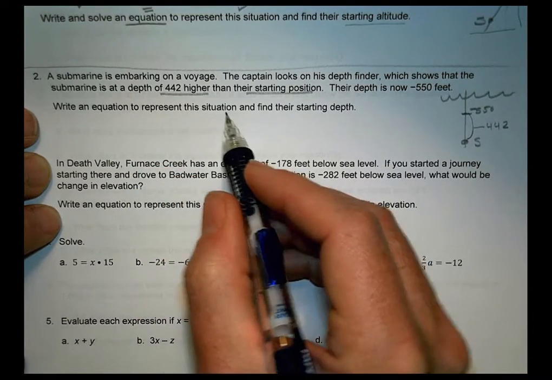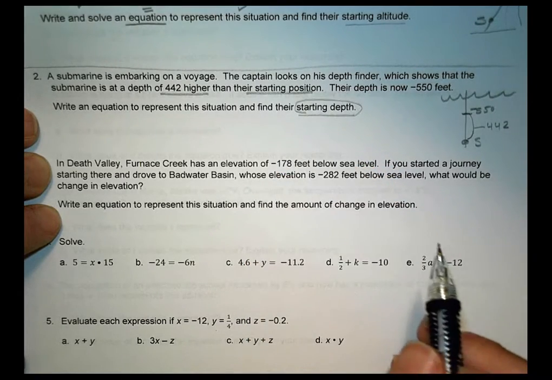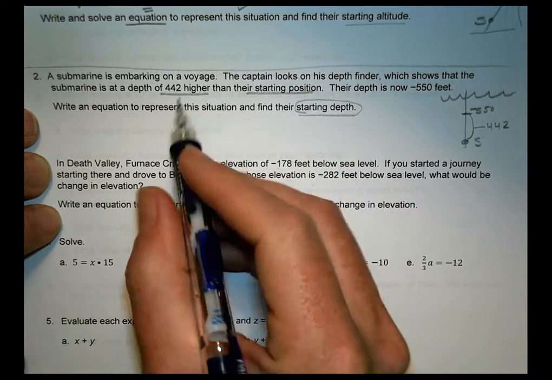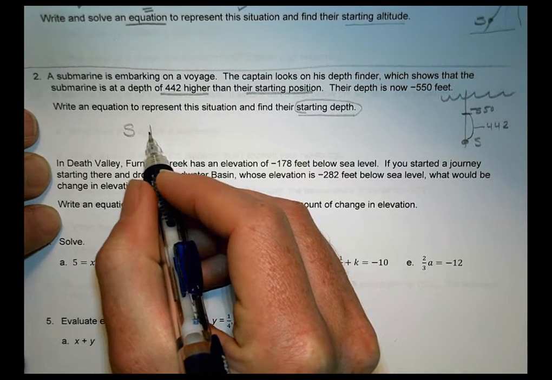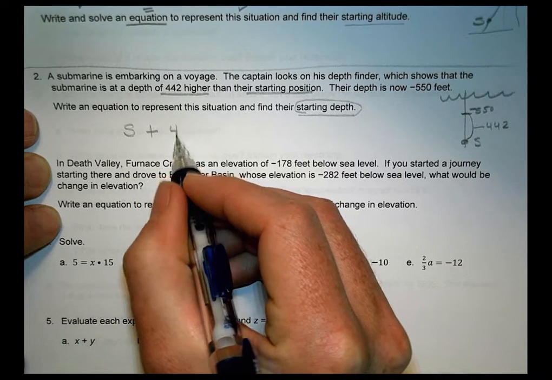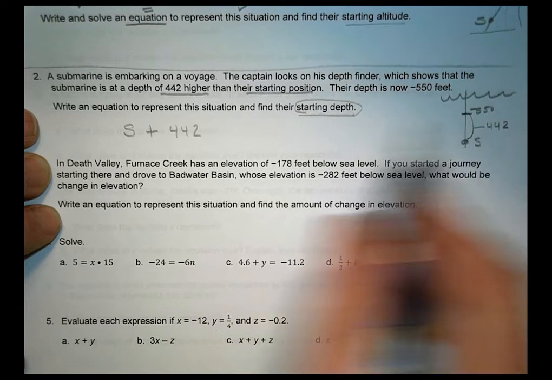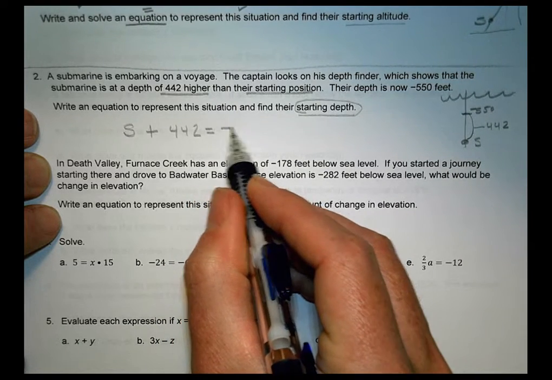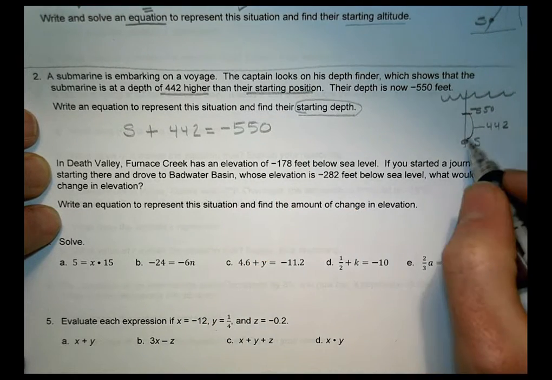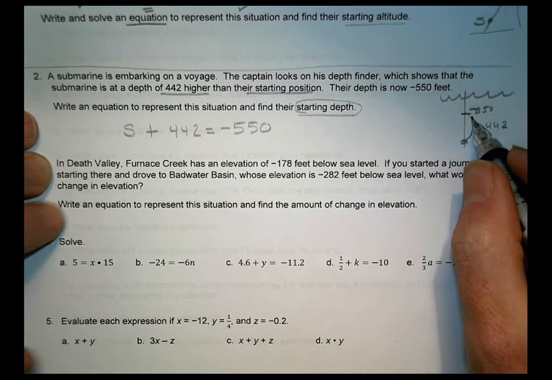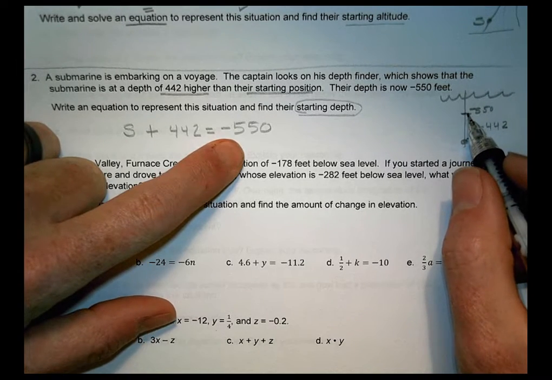So write an equation to represent this situation to find their starting depth. This is a lot like the first problem. So what happens here is we know that there is a starting point, and then they're going to add 442 feet, and that they're going to get to a place of negative 550. So I have my starting point. I'm going to go up. That's my increase in elevation, 442 feet. I'm going to arrive at negative 550.